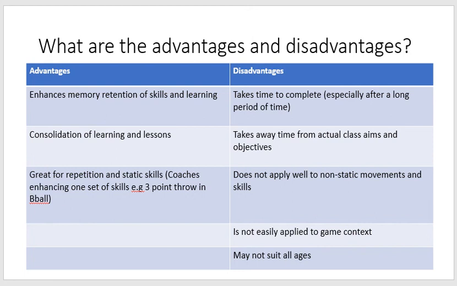Overlearning is easily adaptable for skills that are static, such as 3-point throws or throwing and kicking and batting, and not in a game context. However, if you were to try and apply overlearning in a game context, it would take a substantial amount of time to hit the right amount of trials required for overlearning to occur. Play around with this technique and see what happens with your students and find out what works best for you.